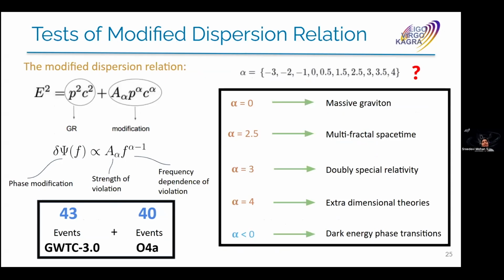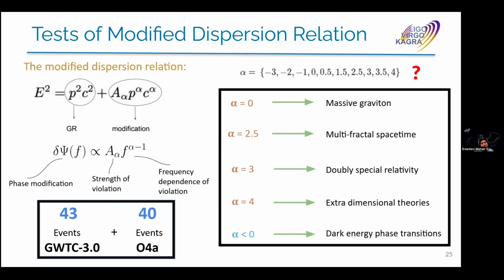Okay, here I'm presenting the first test on the GW propagation, which is called the modified dispersion relation. As I told you earlier, GR predicts the gravitational wave travels with the speed of light, in which case the dispersion relation will be of the form E squared equals P squared C squared. But here I'm considering a modified dispersion relation where I'm adding a parameterized term over the general GR dispersion relation.